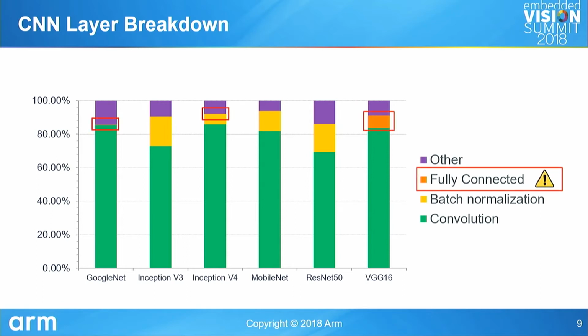Essentially, the fully connected layer is available only in a few networks. And also, the time spent by the fully connected layer is only considerable for VGG16. So the question is, why are we not able to see the fully connected layer in other networks? And also, why is the time spent by the fully connected layer negligible in GoogleNet and Inception v4?